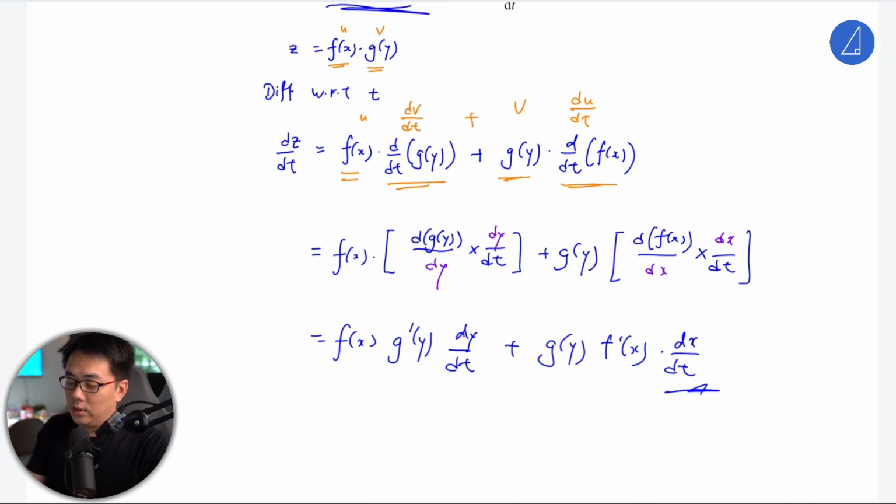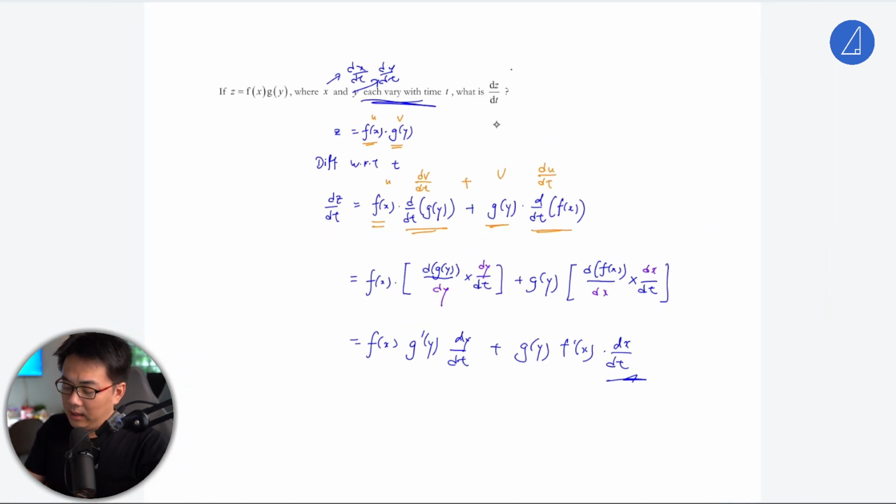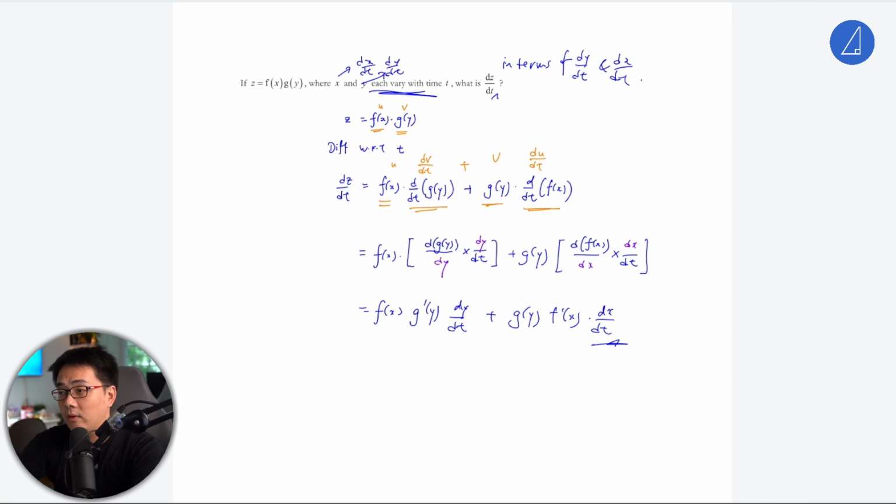So actually this is also the answer, but I think the question is not clear. It should be: what is dz/dt in terms of dy/dt and dx/dt? So in terms of dy/dt and dx/dt. Okay, so that's how you do this question proficiently. If you have any questions at all, please let us know and I'll see you in the next question.